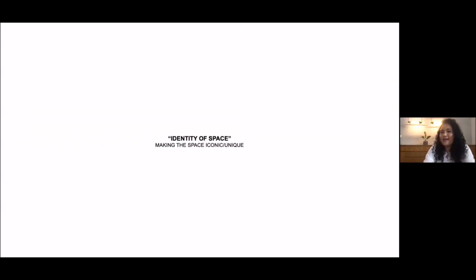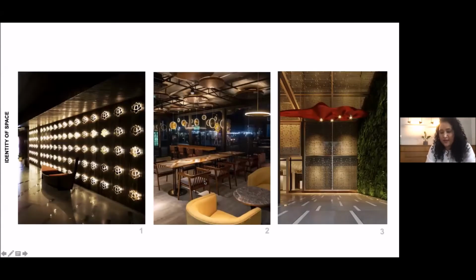So the next part I'll talk about is identity of space, which is how we try to make a space iconic or unique in its own way. So যখন আমরা একটা project পাই, especially when it's for a public place, তখন আমাদেরকে এটা বলা হয় to create a concept or design যেটাতে জায়গাটার যে কোনো জায়গা থেকে ছবি তুললে বোঝা যায় that this is that space.